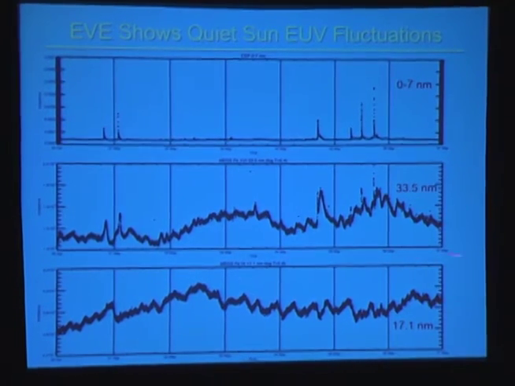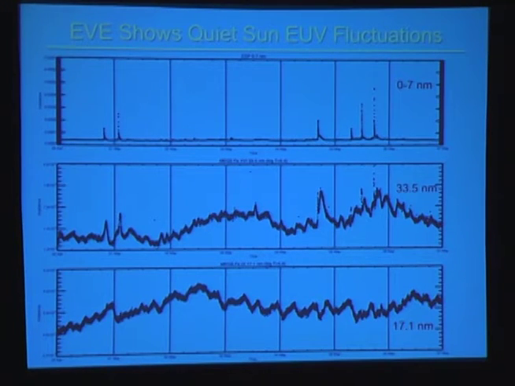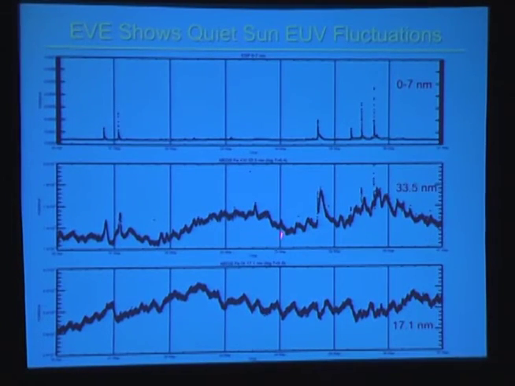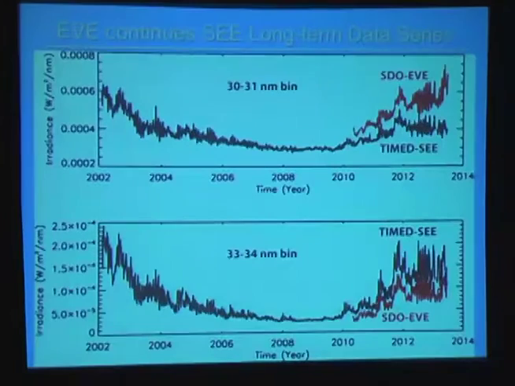And so a daily proxy is not capturing any of this variability on the sun, which can be 5 or 10% changes going on across the EUV. And one number is not going to capture differences between wavelengths where things are not in phase at all. EVE is also continuing the C long-term data set.